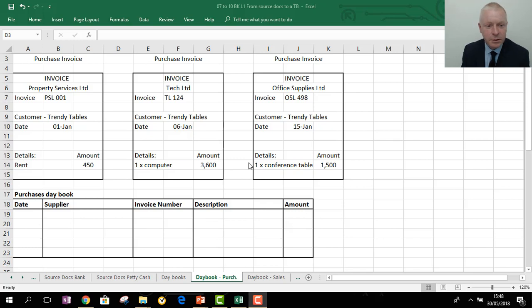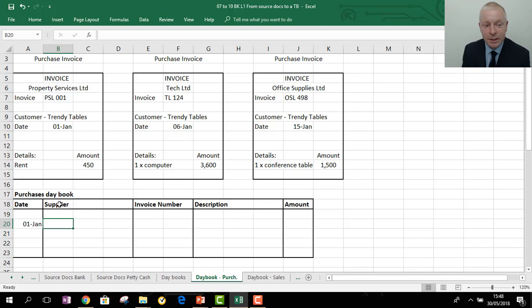So I'm going to just use the equals function. I'm going to click on, let's say, this cell here, A20. I need to get the date of the first invoice. I'm going to take them in the date order in which we would have received them. If I just click on the equals button, click on the date of the invoice and hit enter, the date will populate into the correct column there, so it saves me having to type that in.